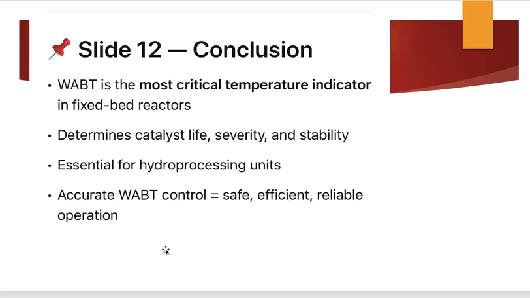The final conclusion here is the weight average bed temperature is the most critical temperature indicator related to the fixed bed reactor. It determines the catalyst lifetime and severity stability, essential for the hydroprocessing unit, hydrocracking unit, okay, whatever the fixed bed catalyst and reactor. Accurate weight average bed temperature equals safe operation, efficient operation, and reliable operation also.